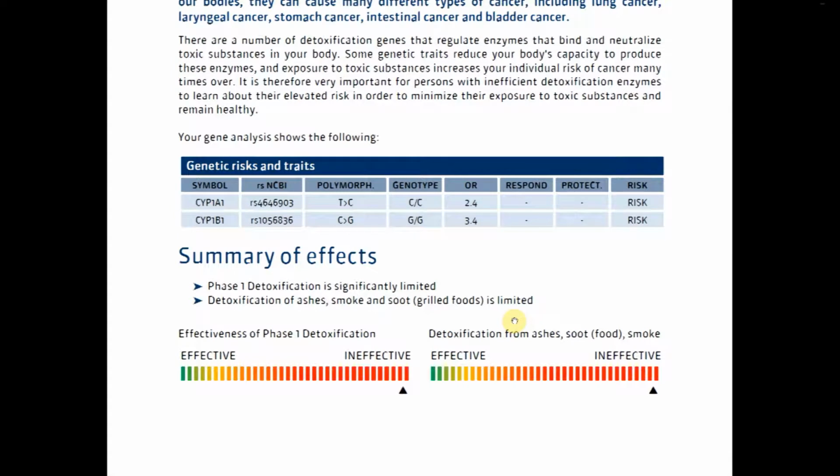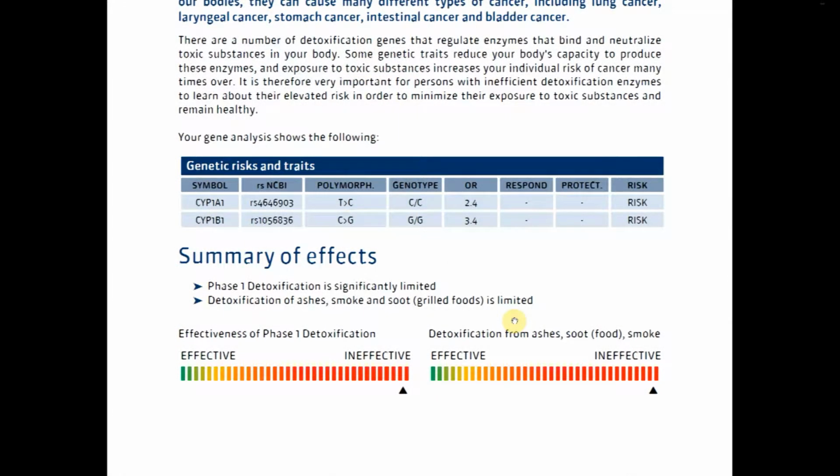So these two genes here are responsible for this detoxification. So I smoke a cigarette, the toxin gets into my body, these two genes recognize the toxin and neutralize it and prevent it from giving me cancer. In this case, both of the genes have a high odds ratio, meaning that they are defective and they increase the risk. So we have two genes that give me a risk.